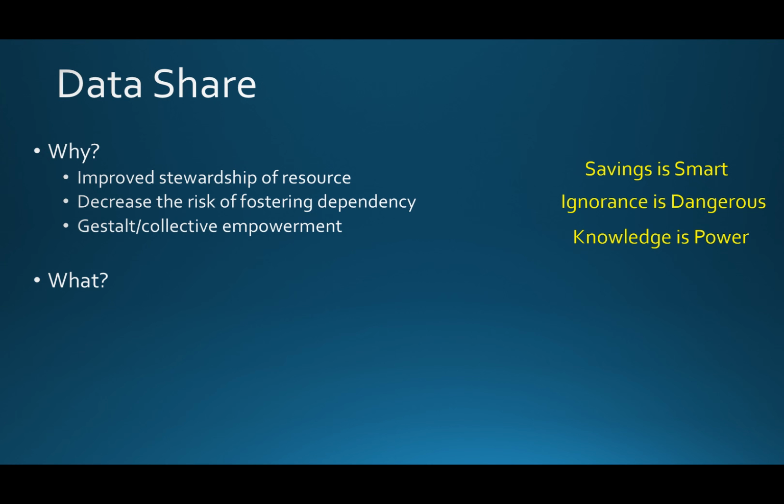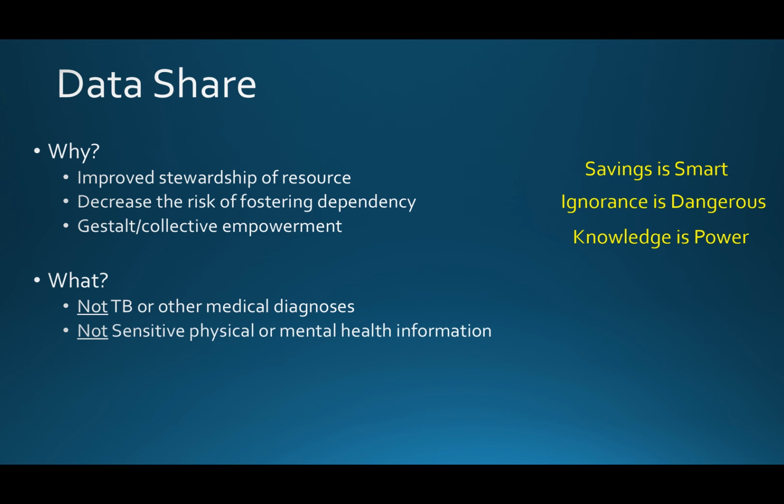Now, concerning what not to share, I really want to light up 3 things. These are what you shouldn't share, and they're coming right out of the Simon Solutions Charity Tracker Manual. So we're just sharing it with you: you don't want to share tuberculosis or any other active medical diagnosis. You don't want to share sensitive physical or mental health information, and you don't want to share domestic abuse information.